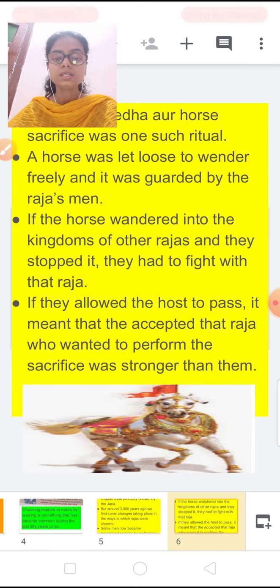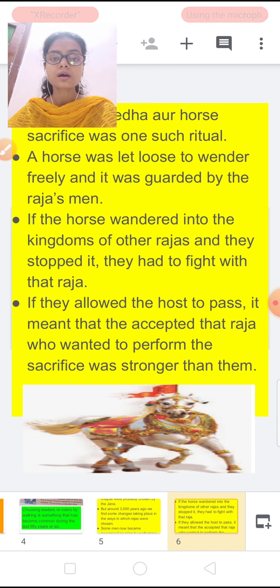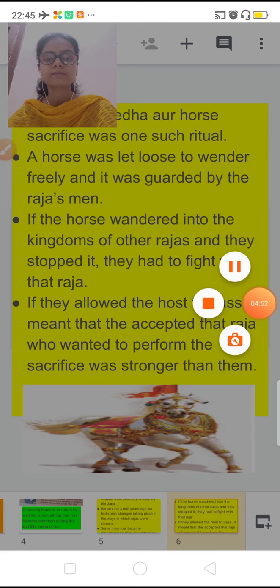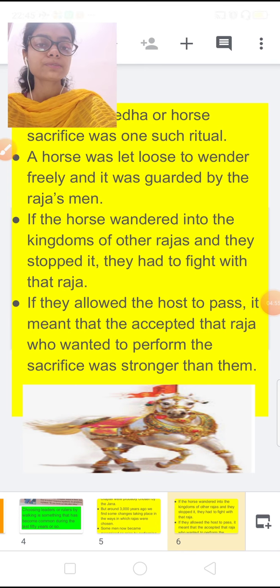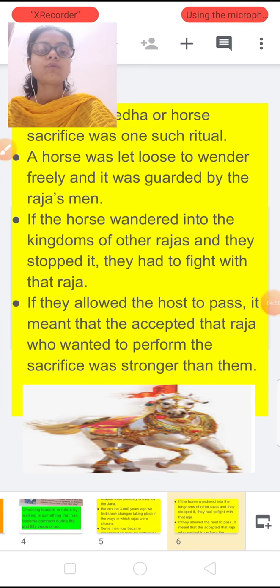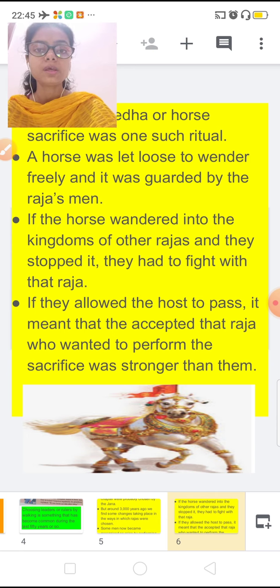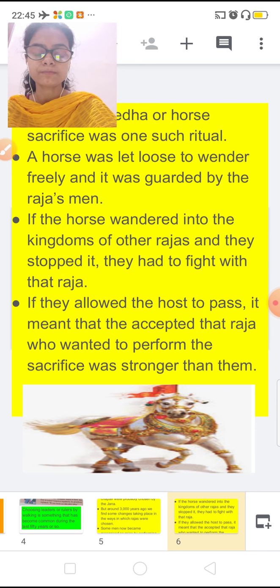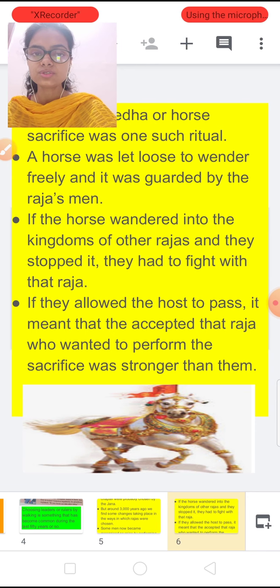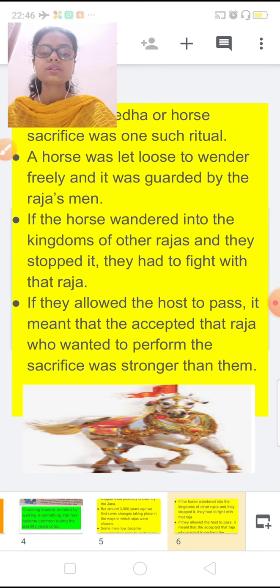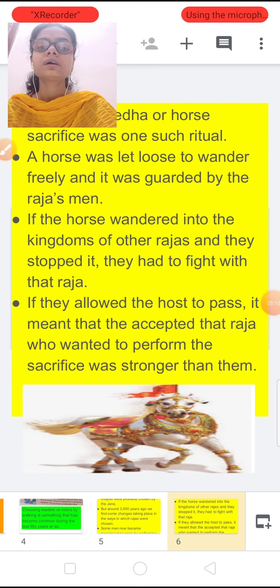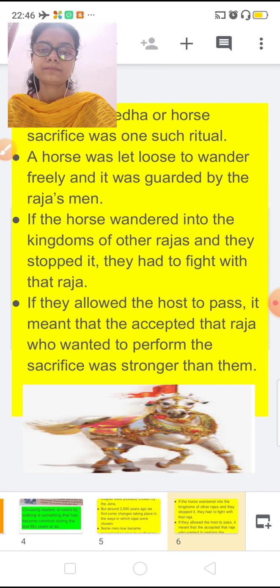The Ashvamedha was a very important ritual at that time. The Ashvamedha Yagya, or horse sacrifice, was one such ritual which the raja had to perform. A horse was let loose to wander freely, and it was guarded by the raja's men.